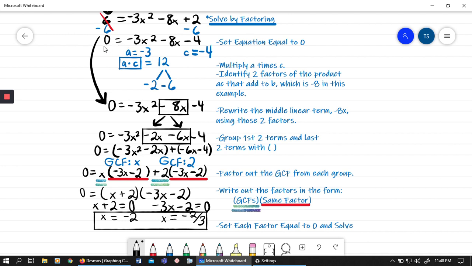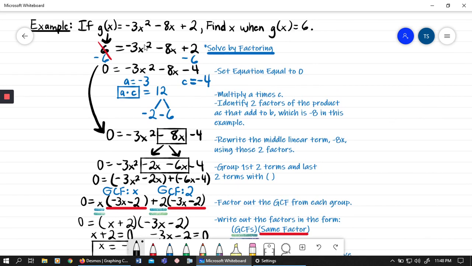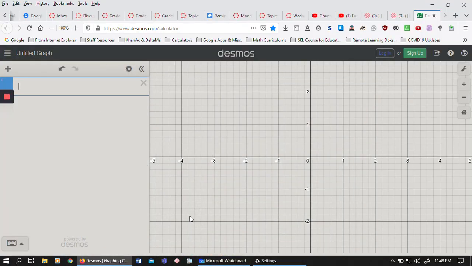If you're going to do it the way that I showed you how to solve by graphing, it would need to be set equal to 0. So again, do not put that equation where it's equal to 6 into Desmos. Set it equal to 0 and put this equation, the 0 equals negative 3x squared minus 8x minus 4, into Desmos. Or again, put the equation in after you have set it equal to 0.